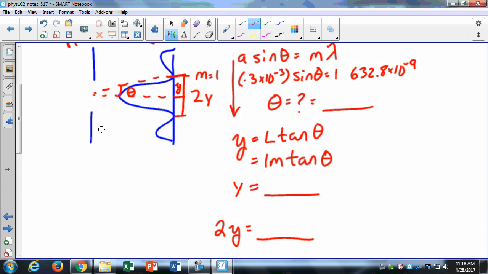I'm not saying you'll have one like this where you have to find the width of the central fringe, but you certainly will have one where you have to find the distance to particular fringes on the screen. We've done that, and this is a similar question, it's just slightly different, because you're finding the width of this one where you're just doubling that value for y.